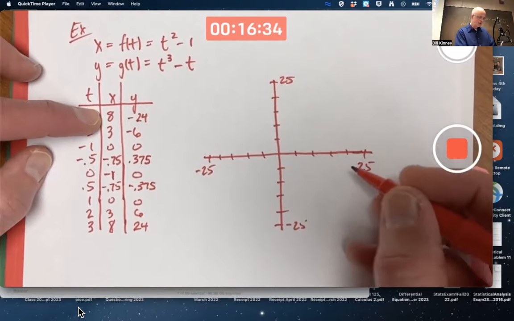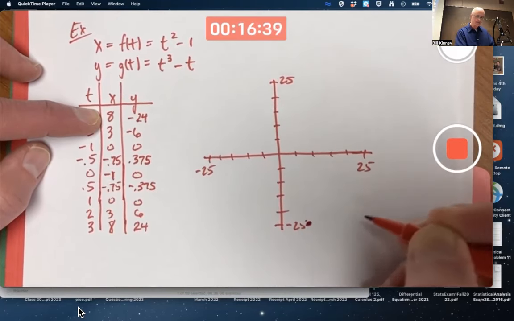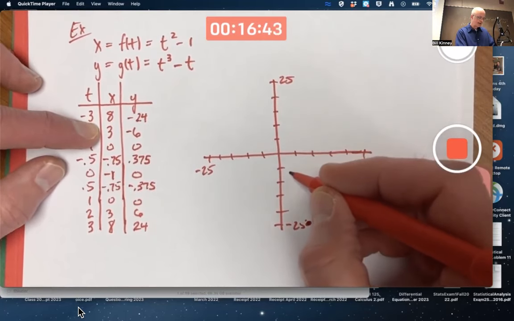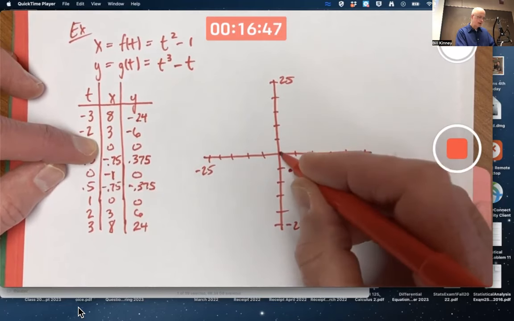First point to plot has x coordinate 8 and y coordinate -24. It's going to be right down here, right about down here. Next, coordinates 3, -6, right about here. Next, 0, 0 goes to the origin.